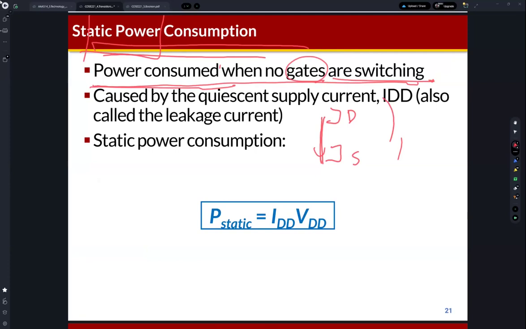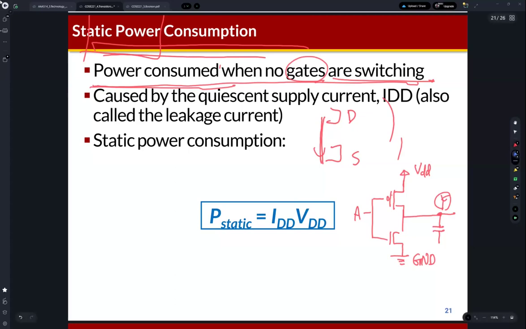It is because, think about the inverter circuit. This is the input, and the input is connected to the PMOS transistor and NMOS transistor, and this is VDD, this is ground, and this is the output, output node Y. If we analyze the behavior of this inverter circuit, if A is high, then the PMOS transistor is off, and the NMOS transistor is on.